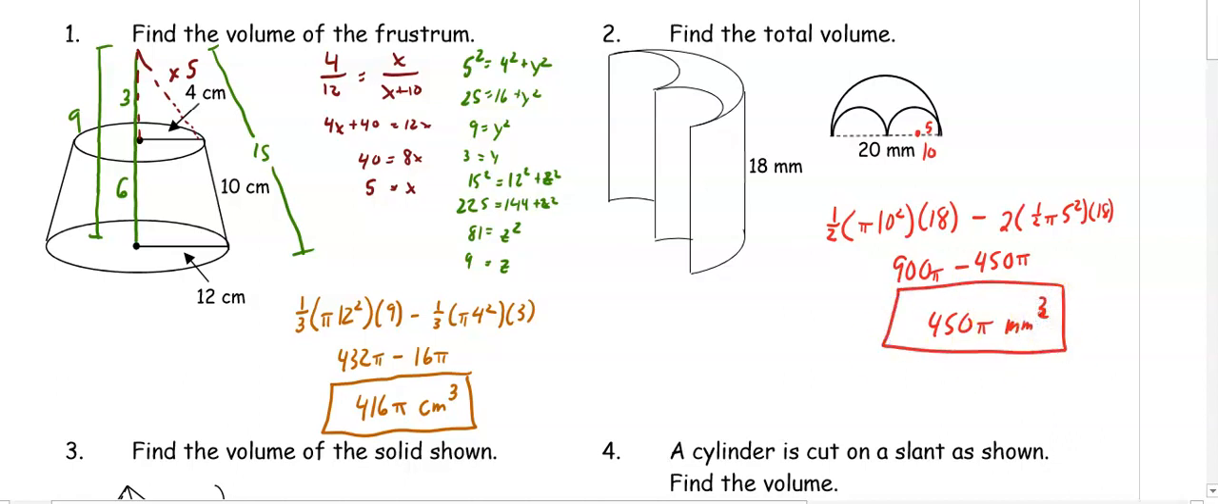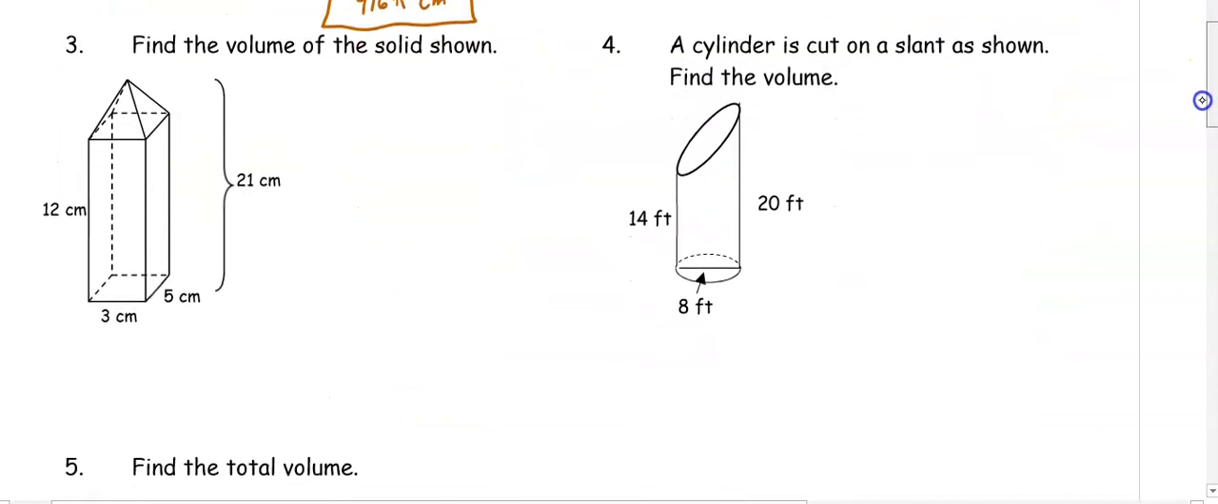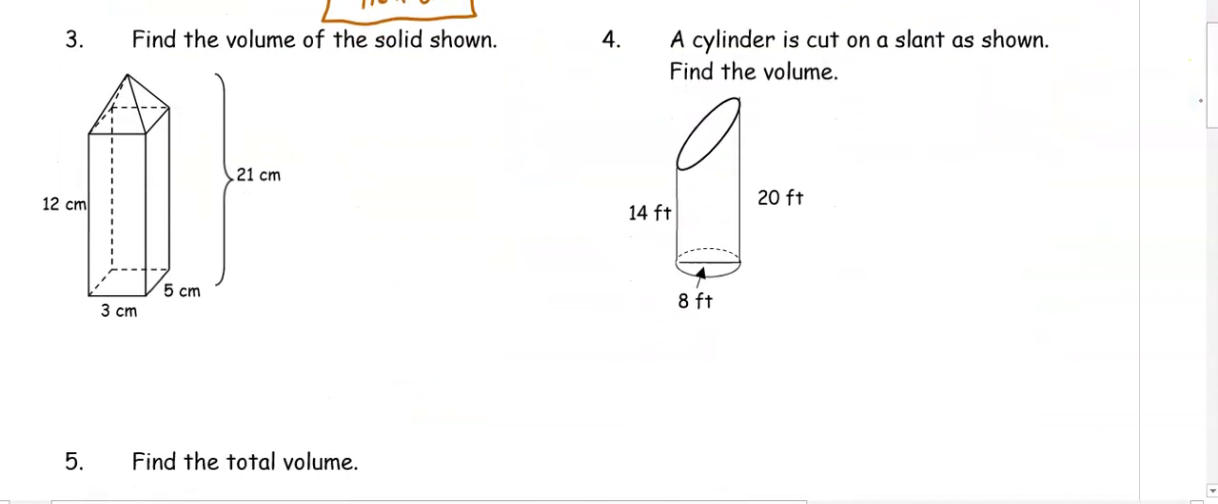In number 3, we have what looks like a tall rectangular prism with a rectangular pyramid on the top. In this case, we have our prism that has a height of 12 and a total height of 21. So when we do 21 minus 12, we get that the height of the pyramid is going to be 9. So we have all the information we need to find our volume.